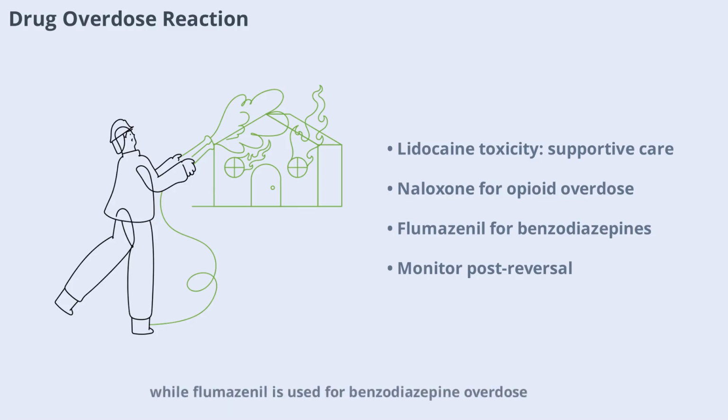Naloxone reverses opioid toxicity, while Flumazenil is used for benzodiazepine overdose. Both have shorter durations than the drugs they reverse, so close monitoring is essential. Observe patients for at least an hour post-reversal.